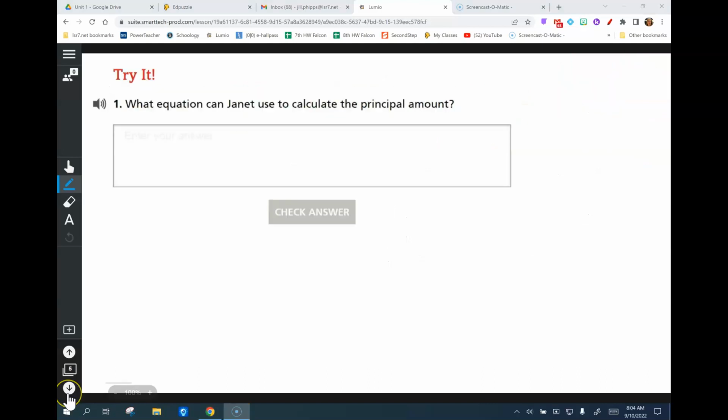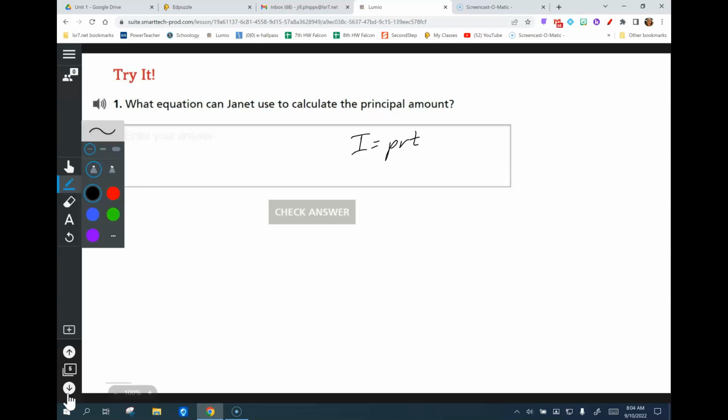Good. This one is in your book on that same page where we were, and it says, what equation can Janet use to calculate the principal amount? So again, we're using I is equal to PRT. You do not have to memorize this formula. I'll give you any formulas that we're going to be manipulating to be literal equations, so don't worry about memorizing formulas. There's a couple that I'll suggest that you do, but this is not one of them.